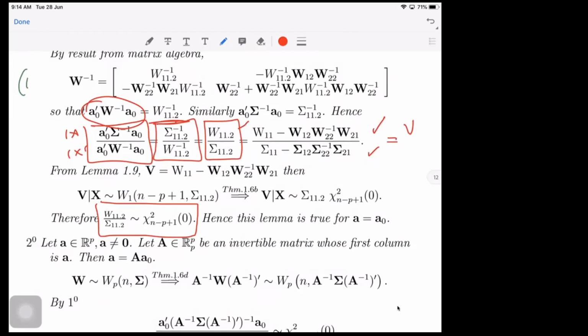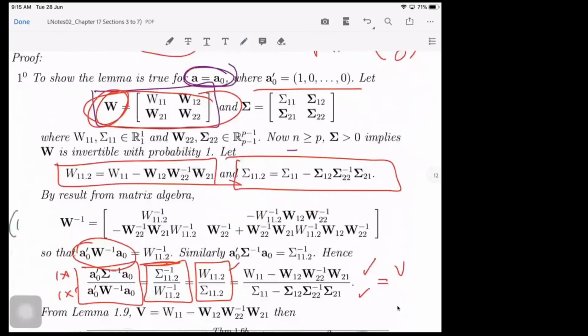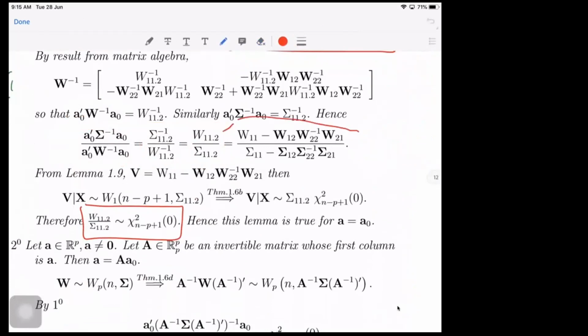A sub O man ni siya. A sub O. Kini. So if you look at the theorem, sigma ang ibabaw, no? Sigma ang ibabaw can be written in this manner. Okay? Kini. So, which is equivalent to that. And that is chi-square distributed. So this lemma is true when your A in particular is a vector, no?